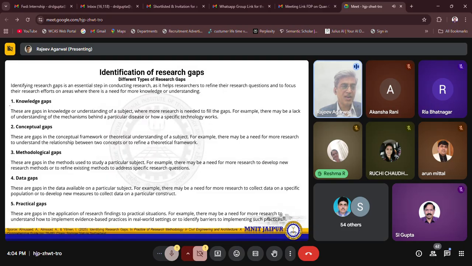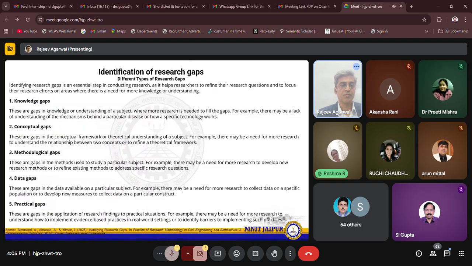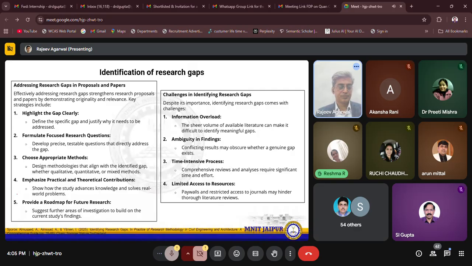Now, there are a number of gaps: knowledge, conceptual, methodological, data, and practical gaps. So you need to see what type of gap you are going to fulfill. Maybe somebody has a lack of understanding of implementing that, or somebody has specific research questions about methodology, or maybe a practical gap. Then you have to identify research gaps. Highlight the gap very clearly.